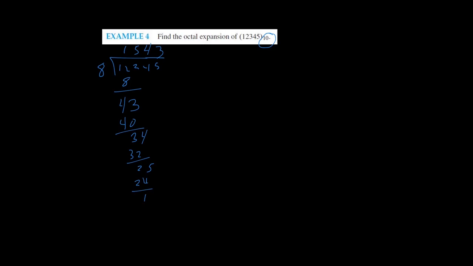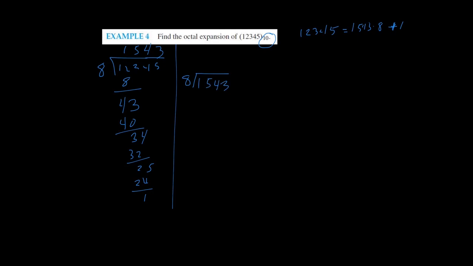So what have we got? We got that we can write 12,345 as 1543 times 8 plus 1. So we have that remainder right there. Okay, now we do another division. We do 8 into that previous quotient. So 8 into that quotient, 1543.